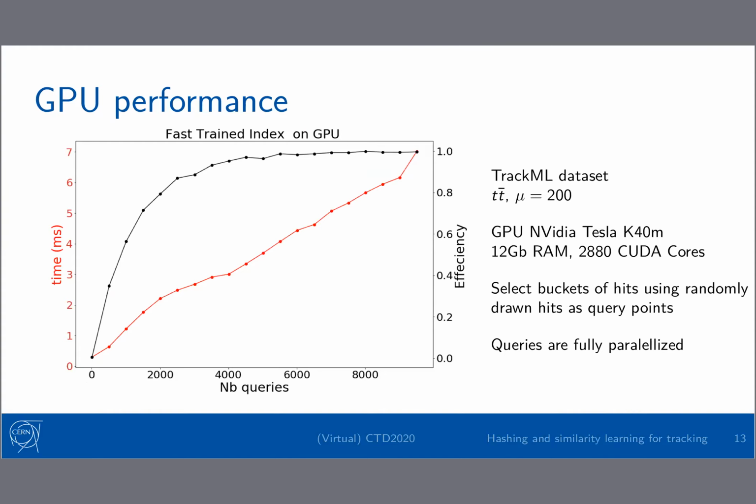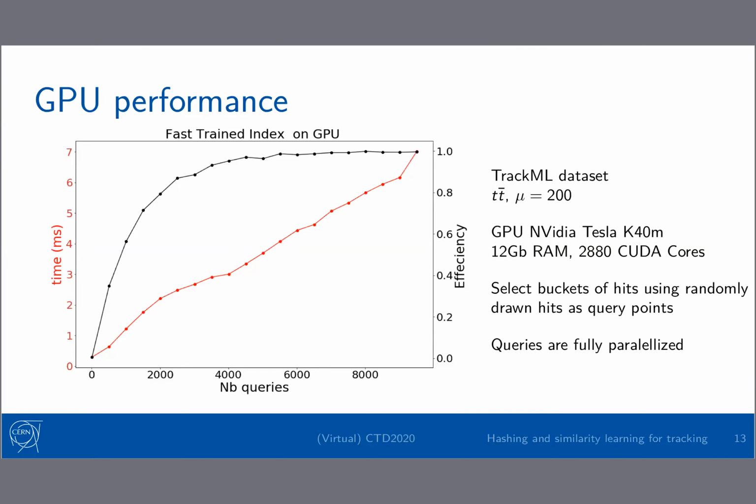You can also see on the left, the red plot is the time it takes. So now we only need a few milliseconds to query the data structure for all the hits. In addition, all these queries are fully parallelizable. They are independent from each other, and you can take full advantage of the available parallel computing power that you have.